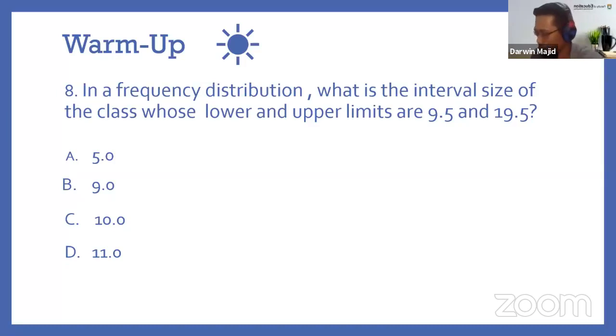In a frequency distribution, what is the interval size of the class whose lower and upper limits are 9.5 and 19.5? Letter A, 5.0; B, 9.0; C, 10.0; D, 11.0.